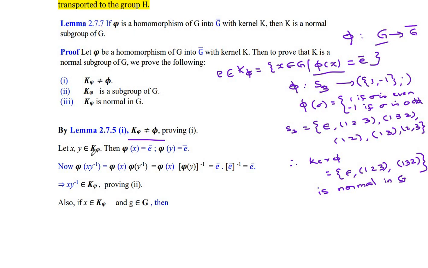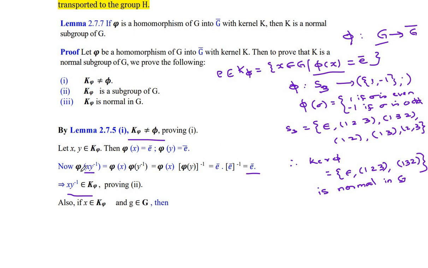Then to prove that it's a subgroup, we have to consider two elements, say x and y in K phi, which means phi of x is e bar and phi of y is e bar. We need to show that xy inverse belongs to K phi. For that we have to show that phi of xy inverse is the identity element, because all those elements which are taken to the identity element can only be a member of kernel phi. That is how kernel phi is defined.